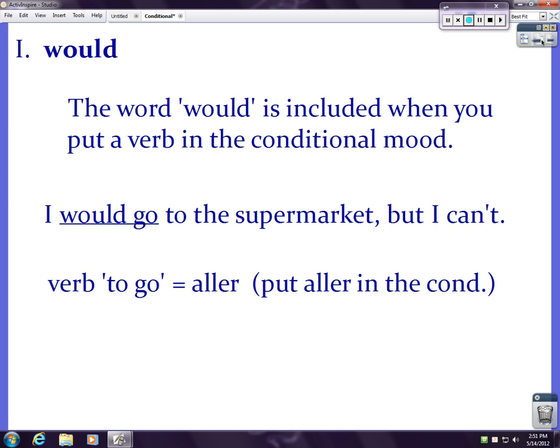First, we're going to focus on would. The word would is always included when you put a verb in the conditional mood. The conditional is called a mood, not a tense. That's not a big point, so moving on. I would go to the supermarket, but I can't.